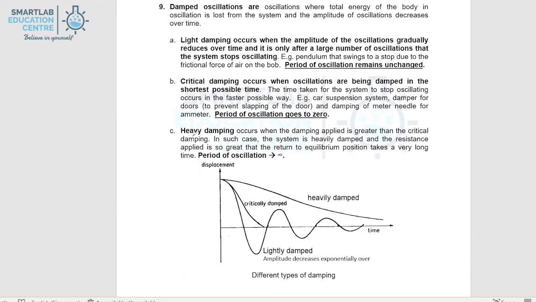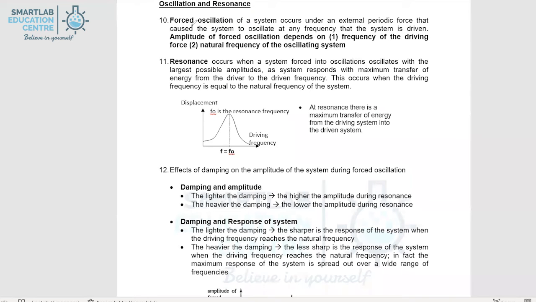Next one we look at is heavy damping. Heavy damping occurs when the damping applied is greater than that of the critical damping. So in this case, the system will be heavily damped, and it will take a long time for it to return to equilibrium position. So very much like a door, whereby the damper is already damaged, and when you open the door, it takes infinite time for the door to close. So in this case, the period of oscillation goes to infinite.